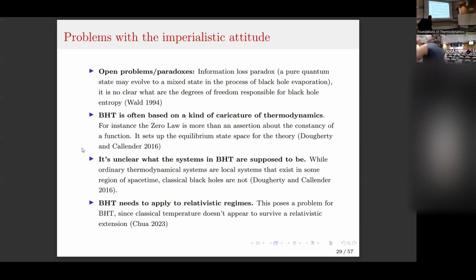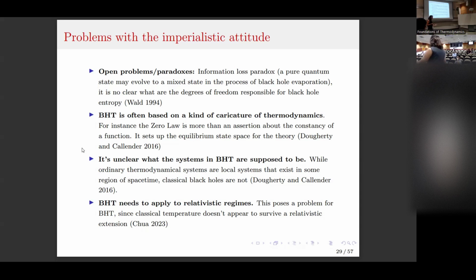Now, philosophers of science and also physicists have shown some problems with this imperialistic attitude. Actually, one of the problems was emphasized by Wald himself in the same paper. He said that although there are many reasons to consider black holes as thermal, there are some problems that need to be solved, for instance, about some paradoxes that appear when we try to apply statistical mechanics and thermodynamics to black holes. So one important paradox is the information loss paradox.